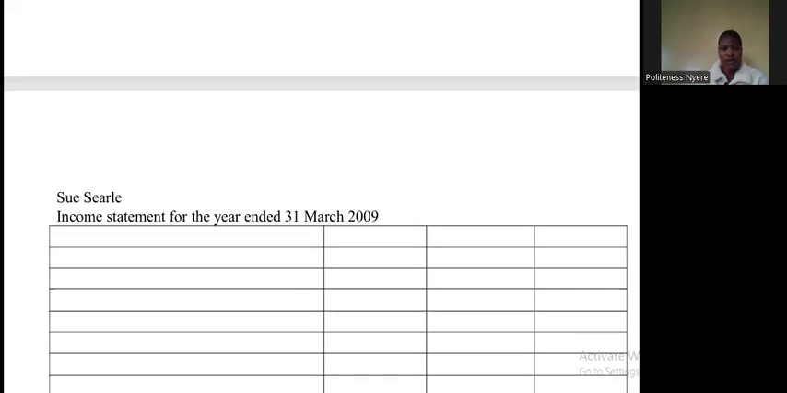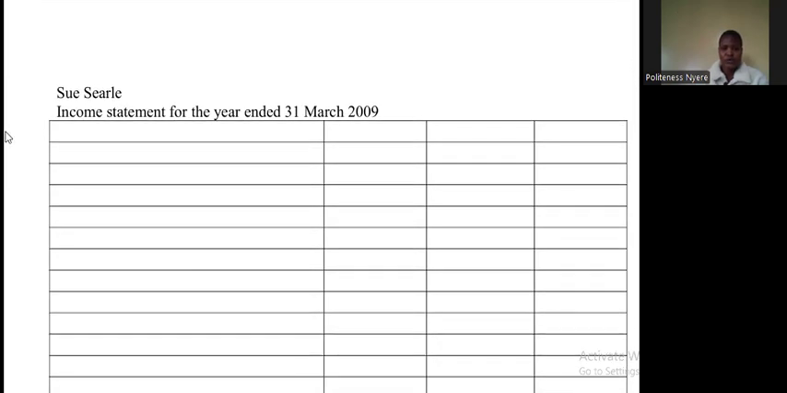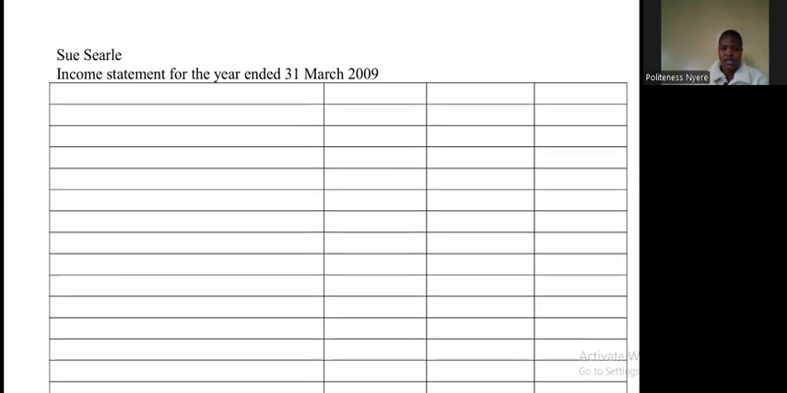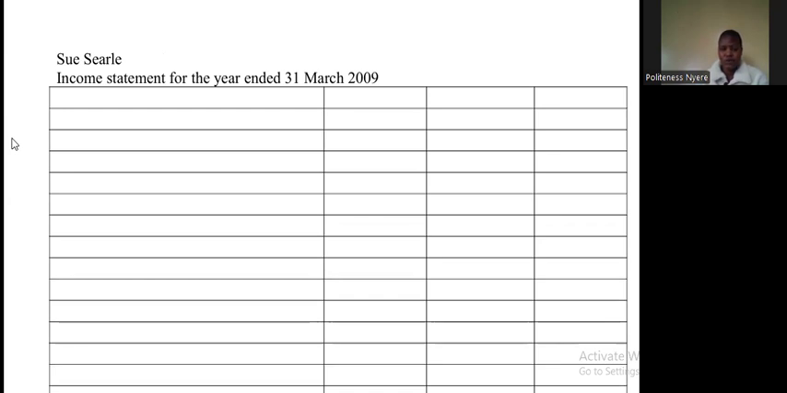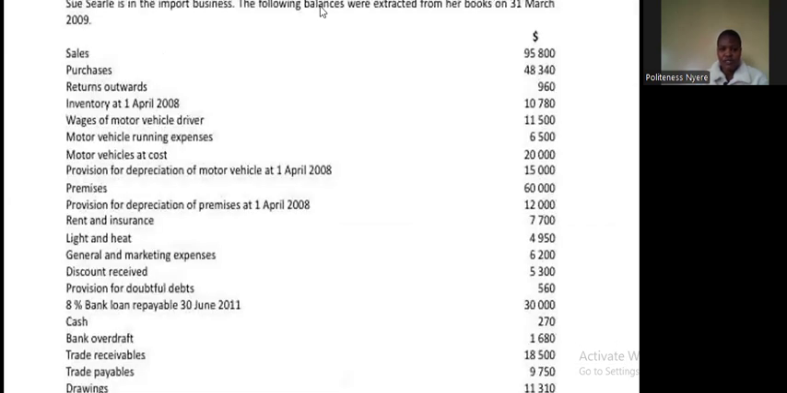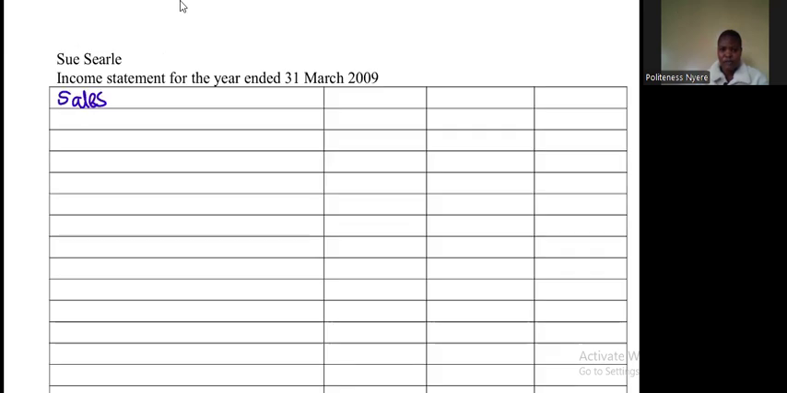So let's go to our answer booklet. We have our Sele income statement for the year ended 31 March 2009. We are supposed to start with the figure for sales. Allow me, I'll just be navigating between the two. On the sales, we have 95,800. We write it in the last column. That is the amount of the sales.